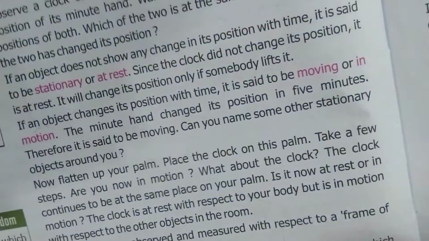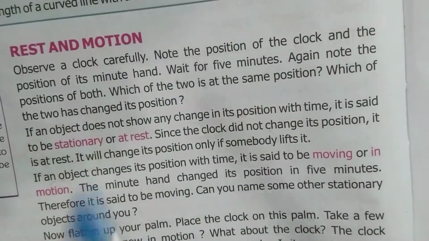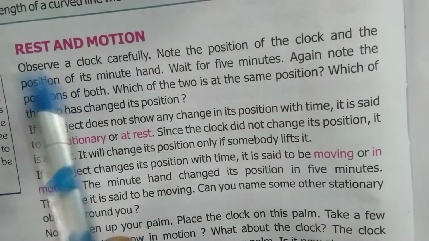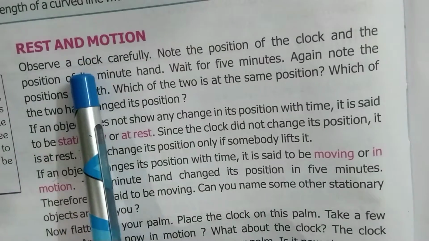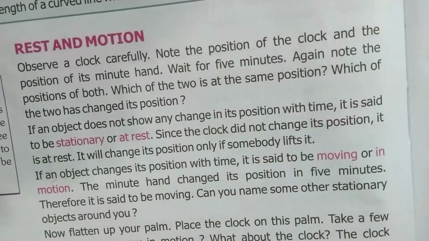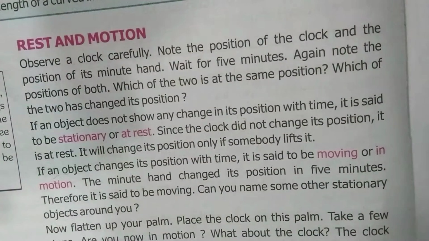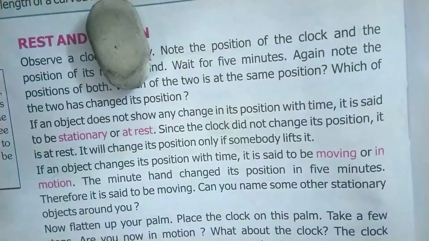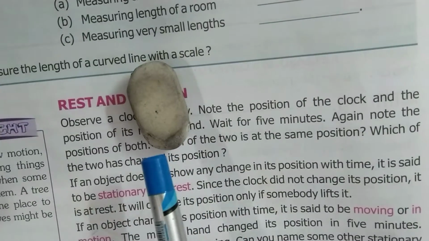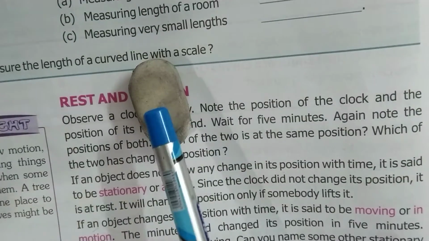Now coming to the next topic. The next topic is rest and motion. What is rest? If an object does not change its position with time, it is said to be at rest. When the object changes its position, it is said to be in motion. For example, this is a rubber. It is stationary. It is not moving. Then it is said to be at rest. Its position is not changing.